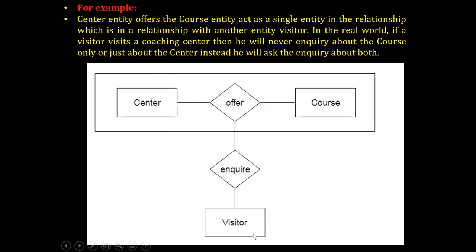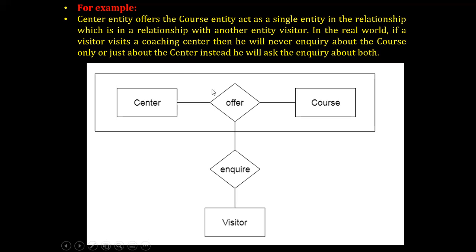And now we can say inquire is a relationship between the entity type visitor and the new entity type which is formed by combining center offers course. If I take this as a real-time example, we can interpret it as follows. Before aggregation, if a visitor visits the coaching center, then he will inquire about the courses.